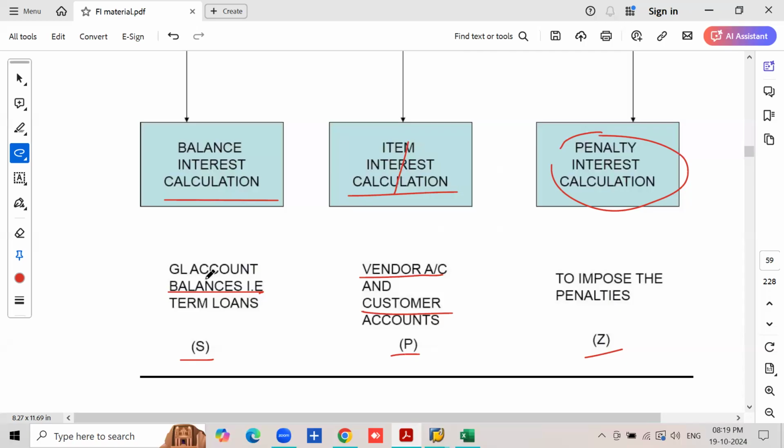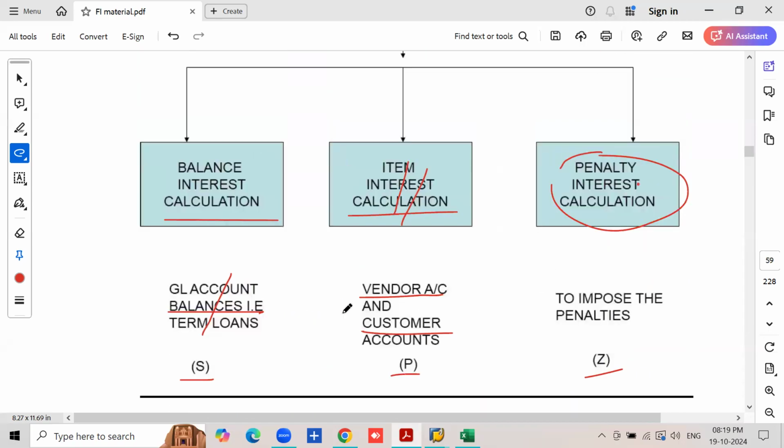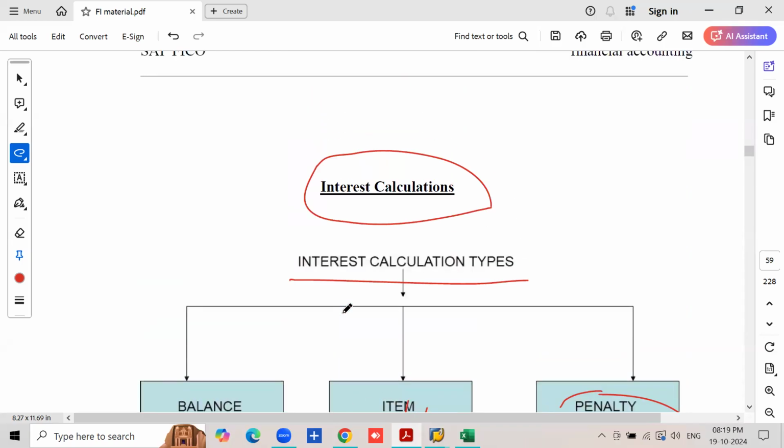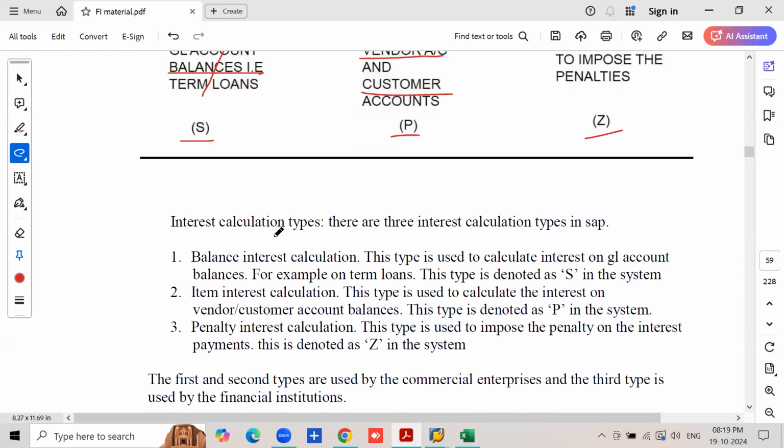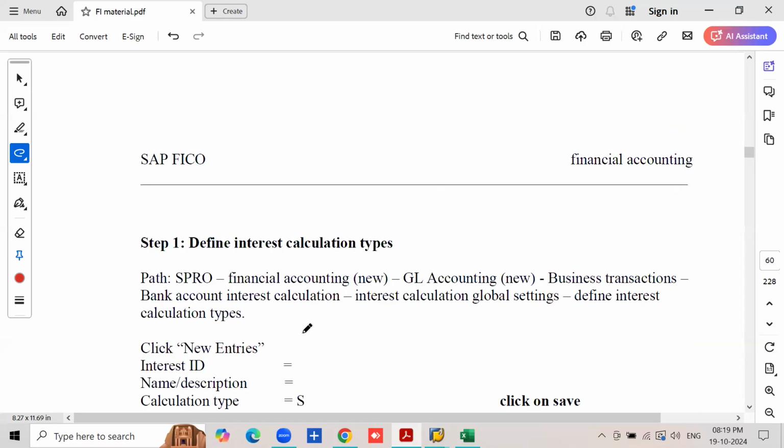So balance interest calculation, account balance interest calculation and item interest calculation are used by the manufacturer, by the business concerns. But this penalty interest calculation is used by the banks. Here, in general ledger accounting, I am going to show you how to calculate interest on term loan accounts. I have given the explanation of the purpose of balance interest calculation, item interest calculation, and penalty interest calculation here. Then see the configuration.